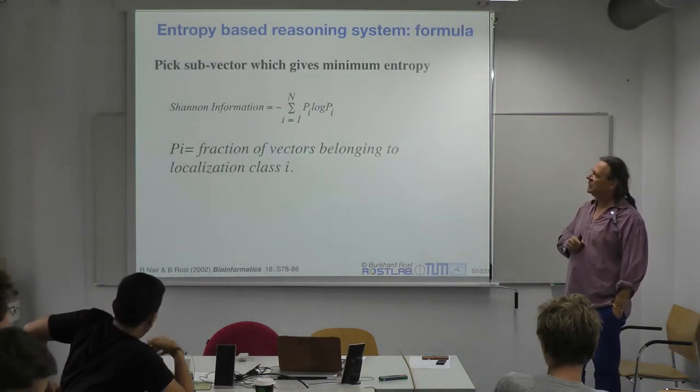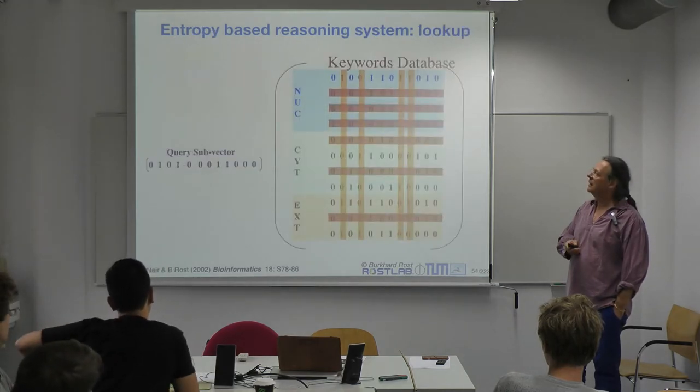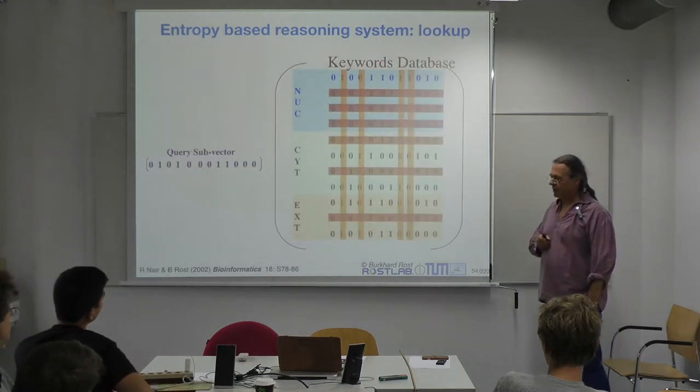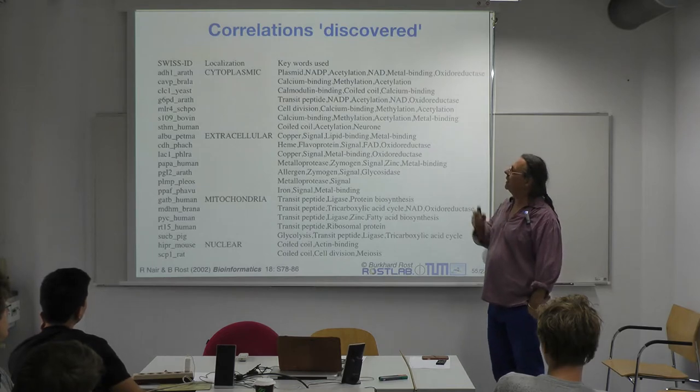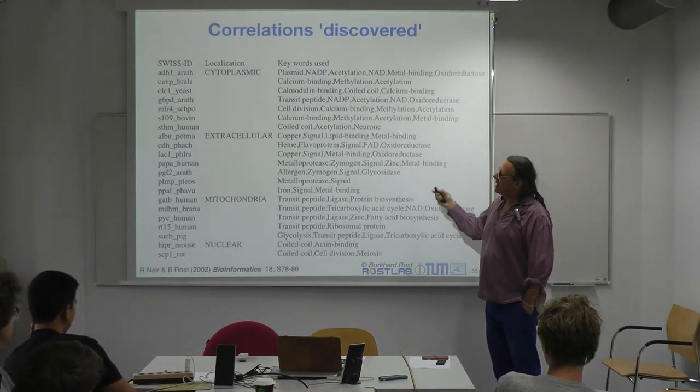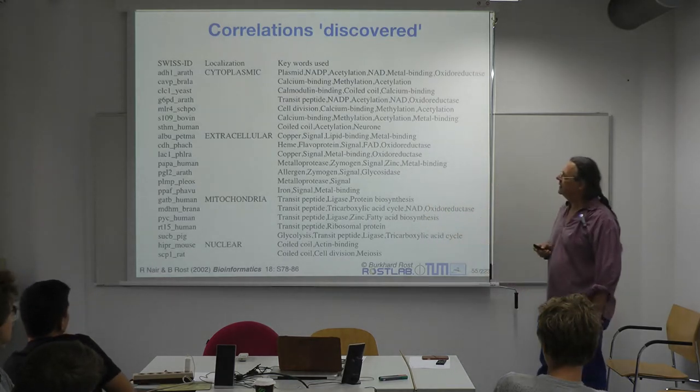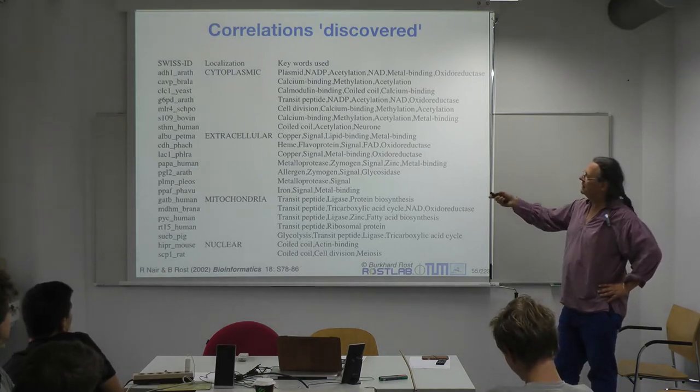Score up, I do a simple Shannon entropy and pick out the right vector from this. These are some of the correlations that this device discovered.